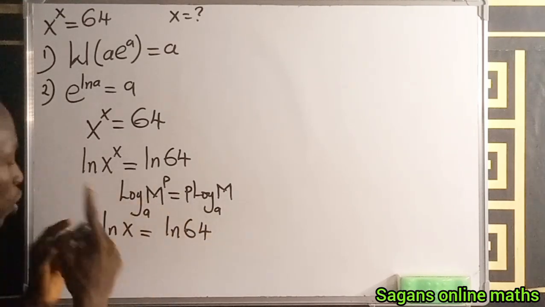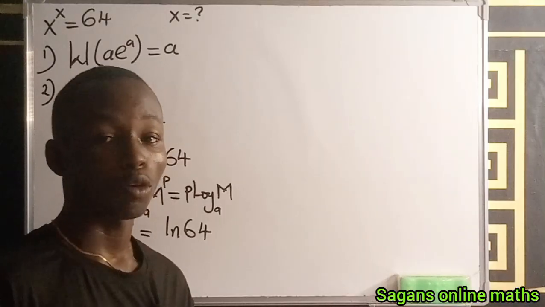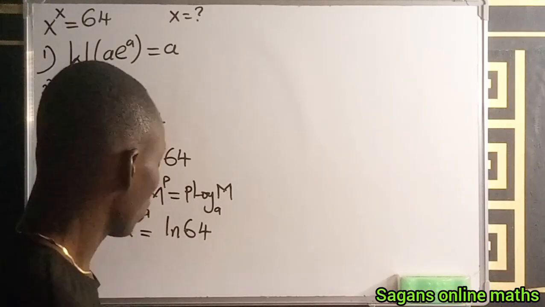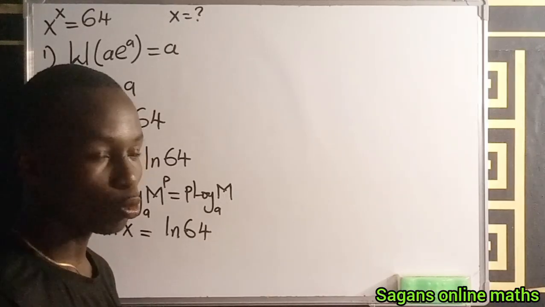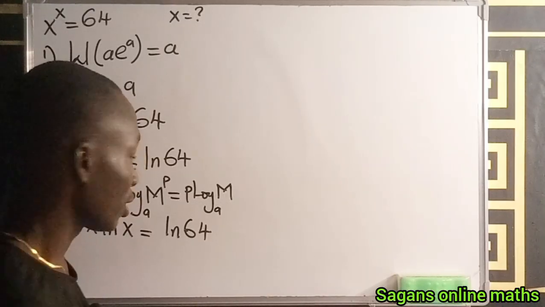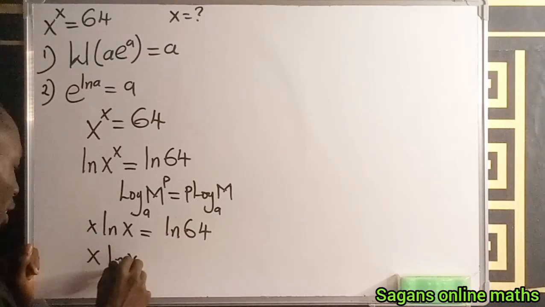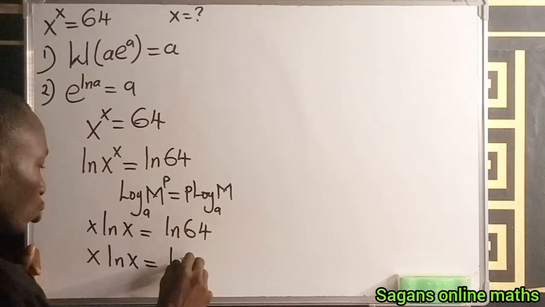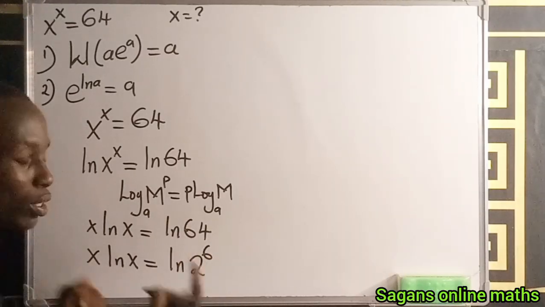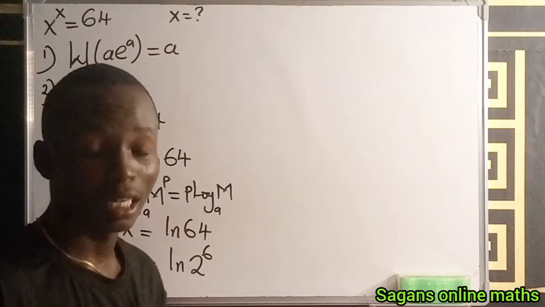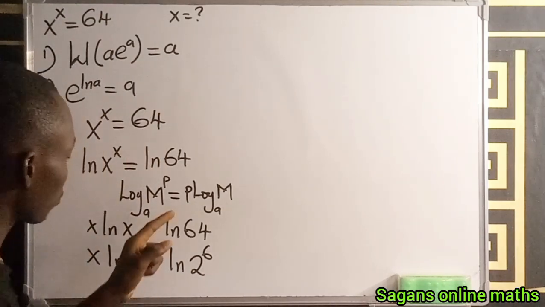Do you know that 64 is a perfect square? We can also express 64 in exponential form. Do you know that 2 to the power of 6 is 64, because 2 multiplied 6 times is 64? So now this is x multiplied by ln x is equal to ln 2 to the power of 6. 2 to the power of 6 is 64 because 2 times 2 times 2 times 2 into 6 places is 64.